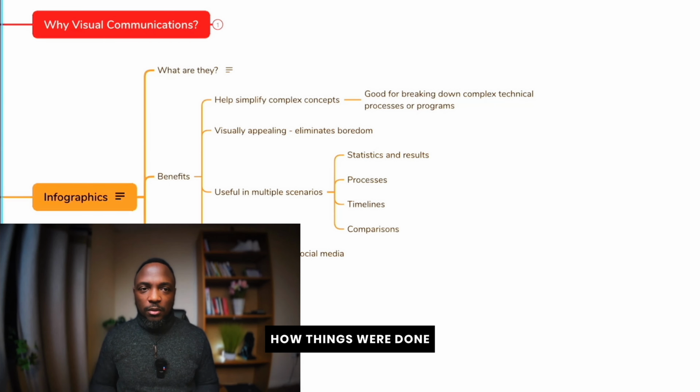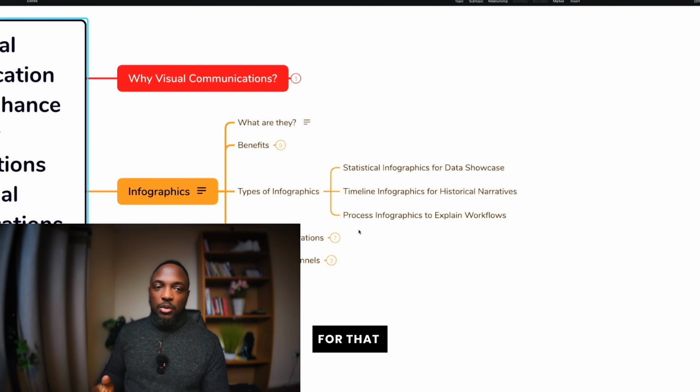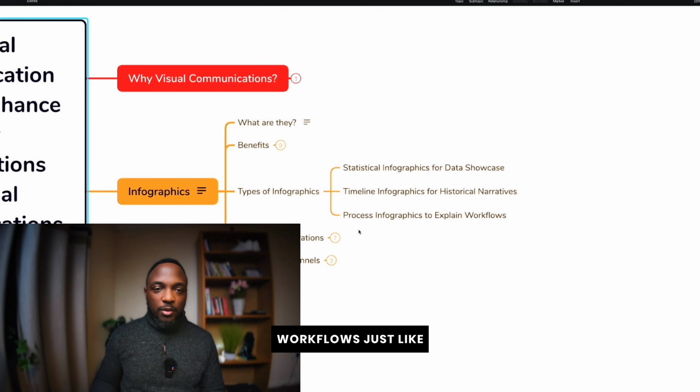You want to show something that happened over time, all right? Maybe how Nigeria has evolved since independence, or maybe how your project started 5 years ago and the various phases. You can use timeline infographics for that. You can use process infographics to explain workflows, just like I said earlier. Other types include organizational charts and so on.